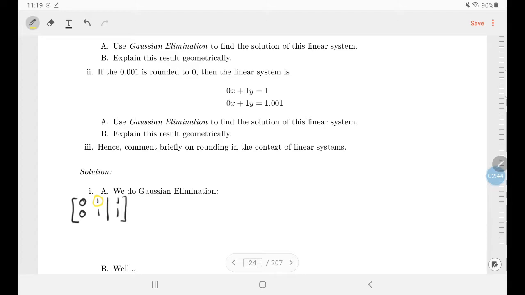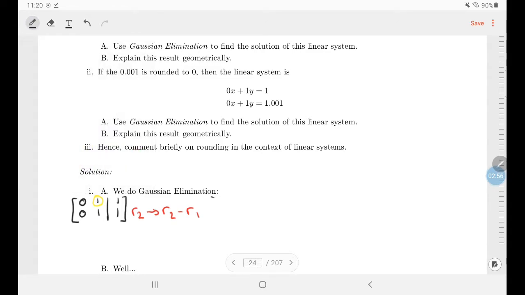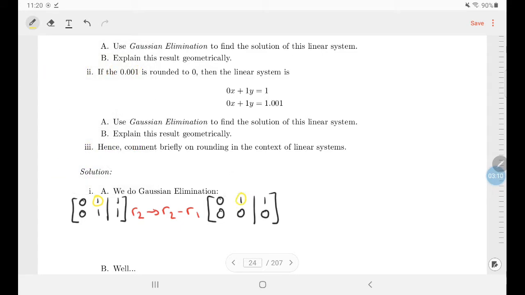and we need to use that to kill what's underneath. So we're going to do row 2 sent to itself minus row 1. So the first row is good, 0, 1, 1. And the second one, so 0 minus 0 is 0, 1 minus 1 is 0, and 1 minus 1 is 0. And this is now in reduced form because you have the staircase. Now the staircase, because there's zeros in the first column, begins a little bit late. But there you go.